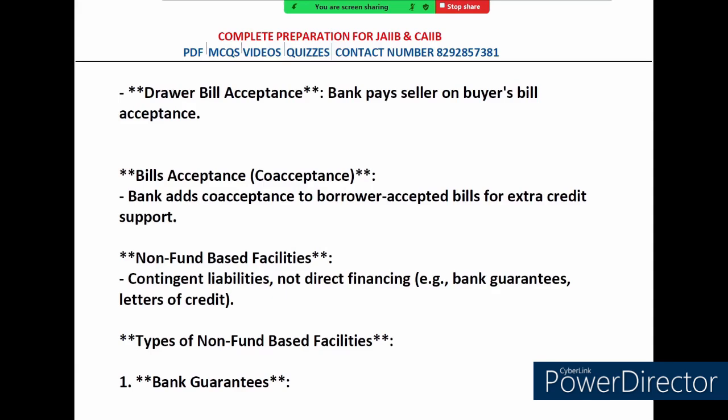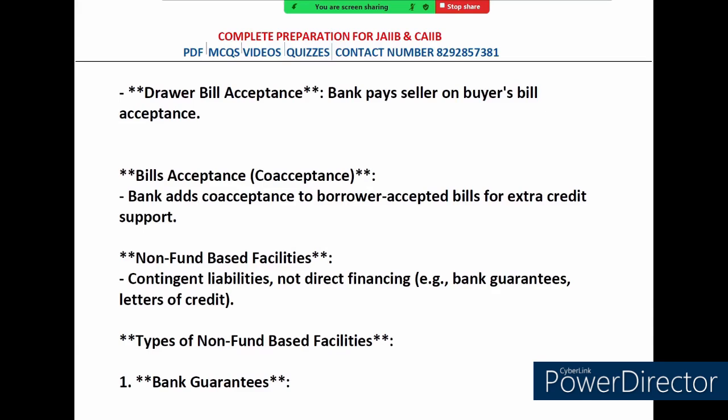So it ensures that sellers get paid promptly when the buyer accepts their bill. Bill acceptance, also called co-acceptance: the bank adds acceptance to the borrower-accepted bill to provide extra credit support. Non-fund based facility: its definition is a contingent liability that doesn't involve direct financing. Its examples include bank guarantee and letter of credit.